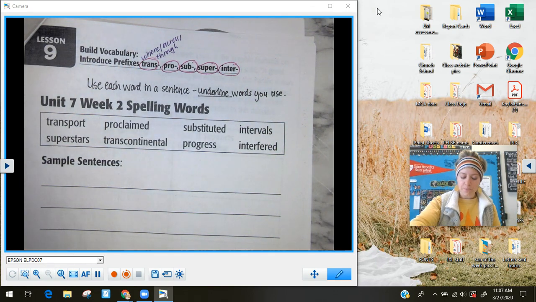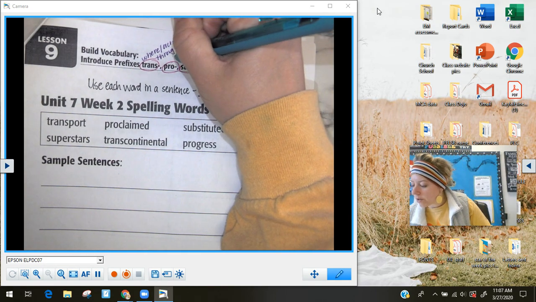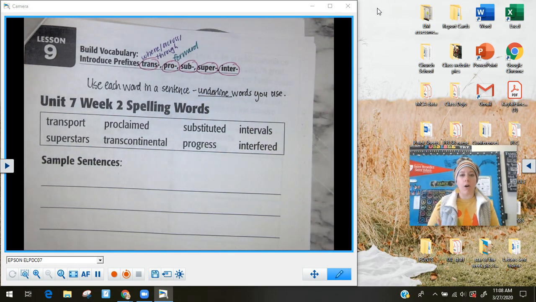So that makes sense. Now, if we look at the prefix pro, like let's think of the word progress, okay? Pro means forward. So if you think of progress, you're not going backwards, you're going forwards. You're making progress. If they were making progress when they were building the Transcontinental Railroad, that means they kept moving forward and they were able to build more and more and more. They weren't building less and less. They were going forward and building more and more, okay?